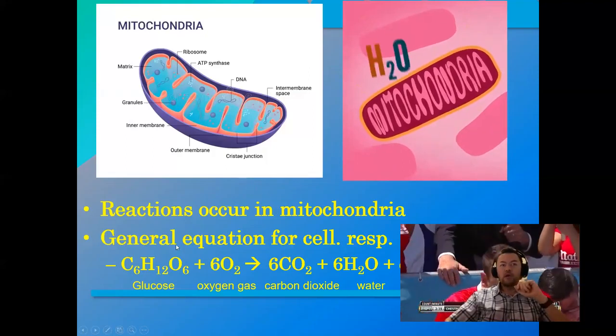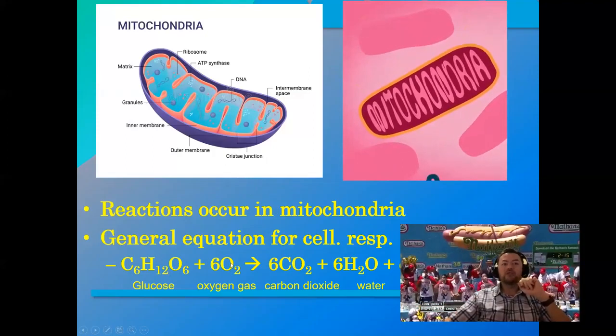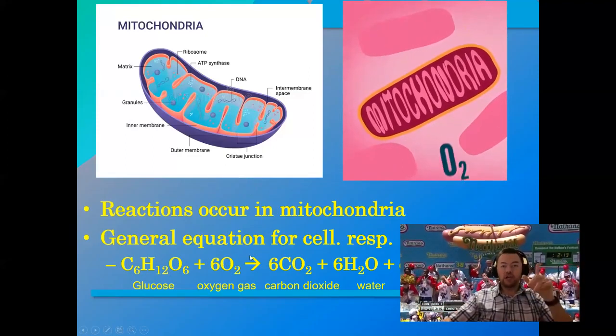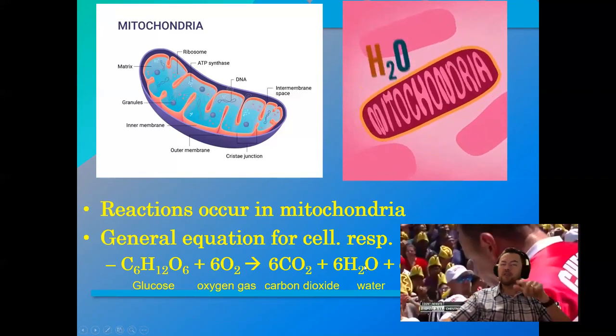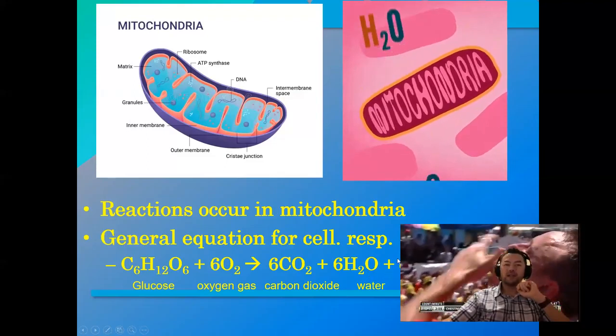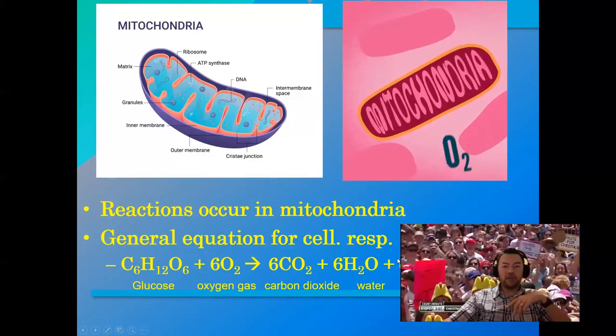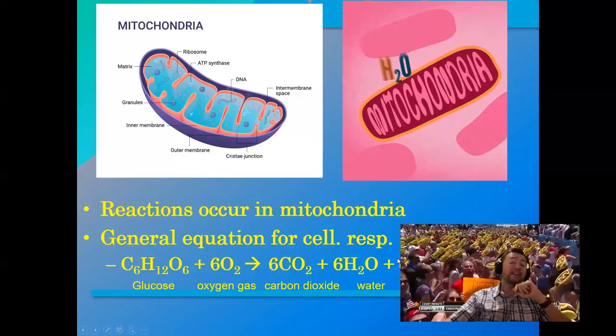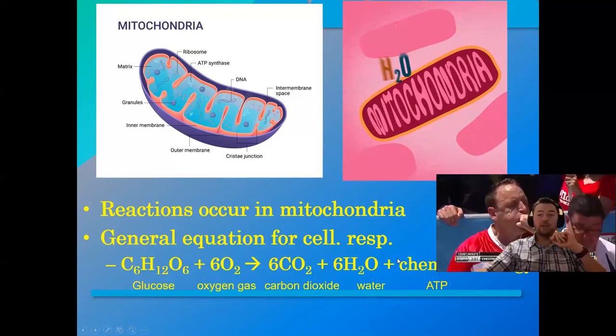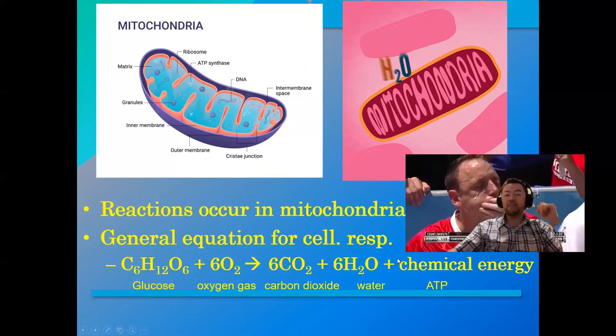So you take glucose and you take oxygen gas, you're going to create carbon dioxide, CO2, but you're also going to produce water as waste, which you then breathe out or pee out or number two it out. And then you have chemical energy. That chemical energy is what we call ATP again.